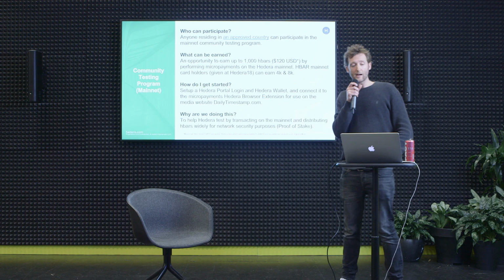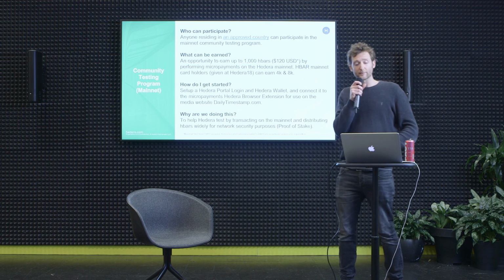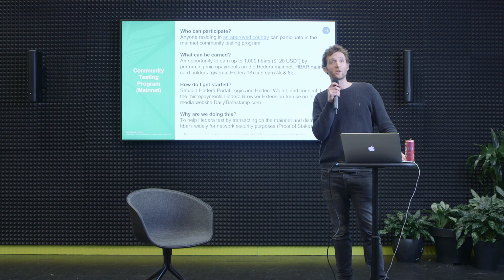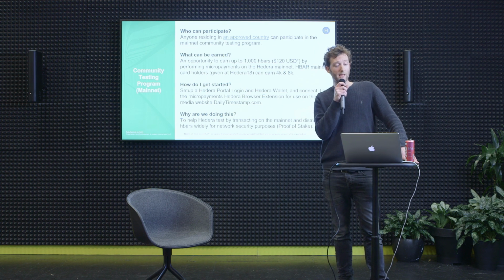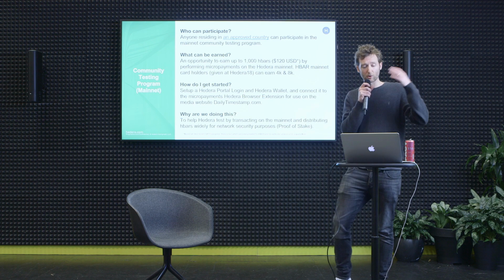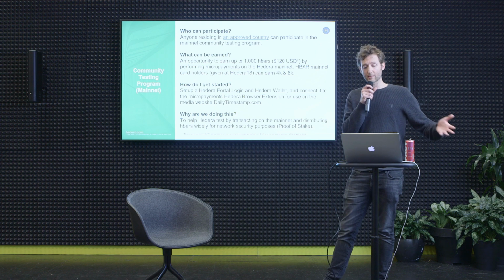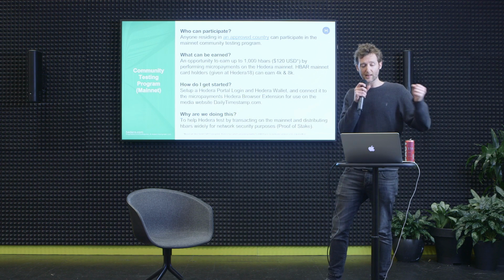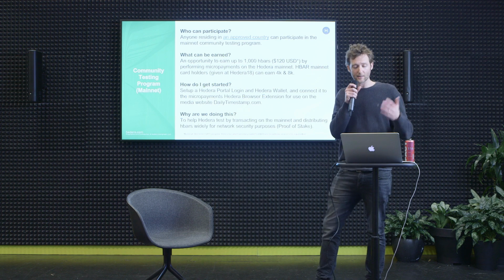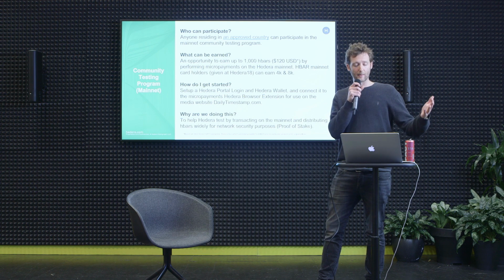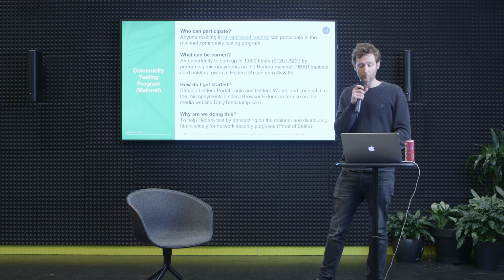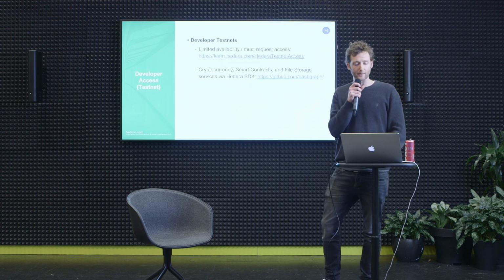There's currently a community testing program that's now live, where you can earn up to 1,000 HBARs, which is roughly $120, by performing micropayments on the mainnet. You can set up a Hedera portal login today, set up a wallet, connect it to the micropayments browser extension, and start earning and testing some funds today. This is to basically help Hedera test the mainnet and distribute the HBARs more widely for security purposes, for proof of stake.